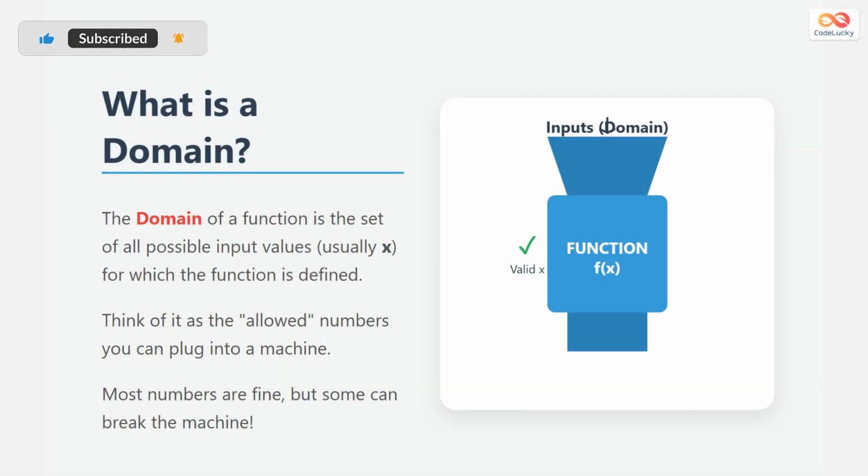First, let's define what a domain is. In the world of functions, the domain is simply the set of all possible input values, usually represented by the letter x. You can think of a function like a machine. You put a number in, the machine processes it, and it gives you a result. Most numbers flow through the machine just fine, but some specific numbers can cause the machine to break.